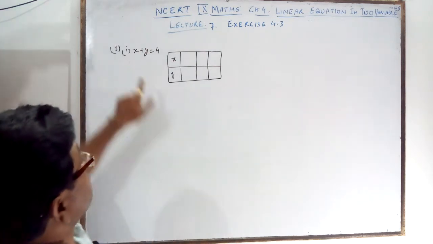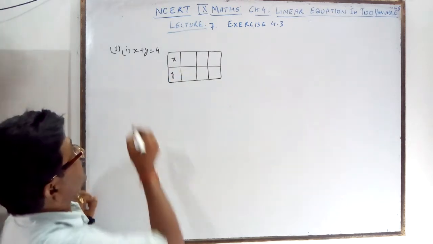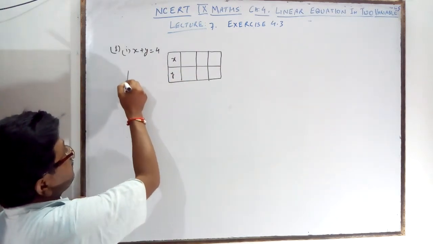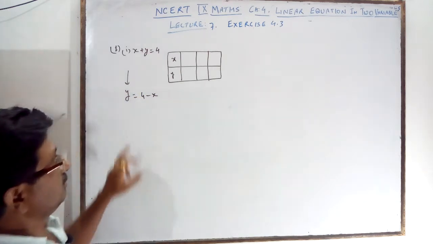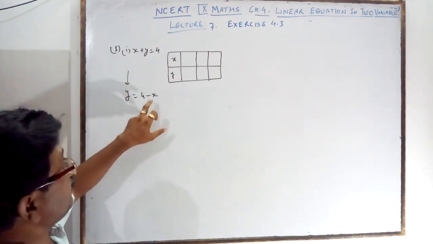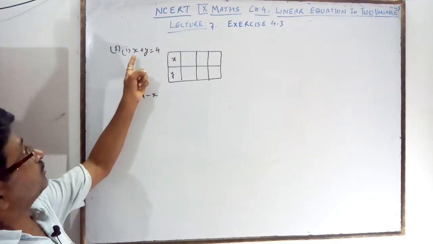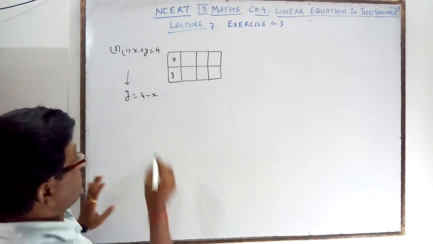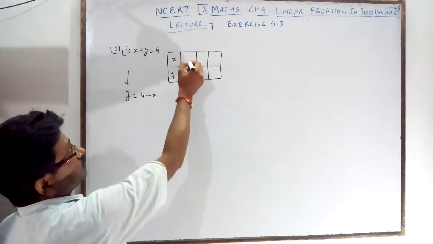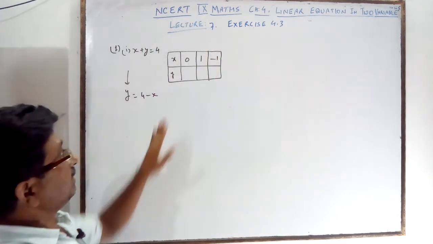How? By transposing x to this side, y = 4 - x. You can write this equation as y = 4 - x. It is called y in terms of x. Or you can write x = 4 - y. Now it is easy to put in the values. You choose x yourself: 0, 1, -1. I am choosing these.